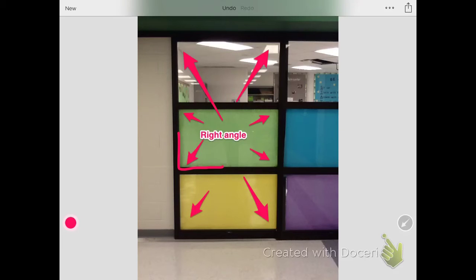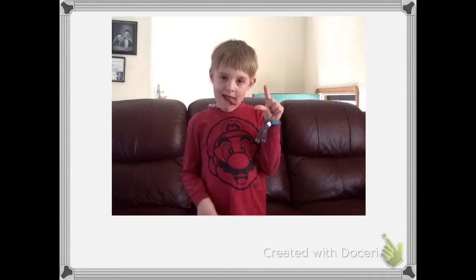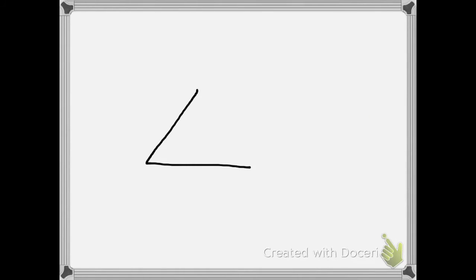Here's an example that I found of a square corner. Here are the windows, and if you look, every angle makes a square corner. So that means that each of these angles are right angles. Our Simon Says action for a right angle is you just hold your hand up and you make an L. That's your right angle. We use this right angle as a reference point because then we look to see if an angle is bigger or smaller than a right angle.